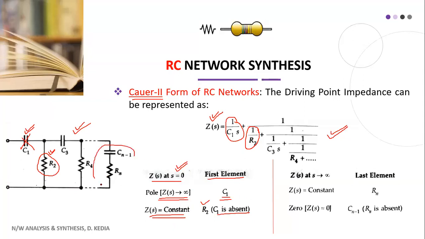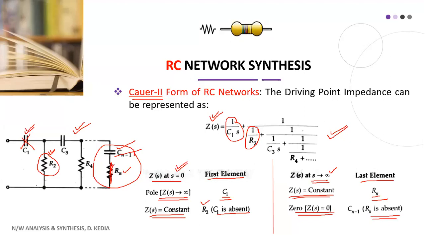Now we come to the last element. For the last element, we have to substitute s equal to infinity. For s equal to infinity, if the Zs you obtain is a constant, then obviously the last element will be a resistance. And if for s tending to infinity, your Zs gives you 0, it means the last element will be absent. Last element absent means only this capacitor will be present, and this will become short.